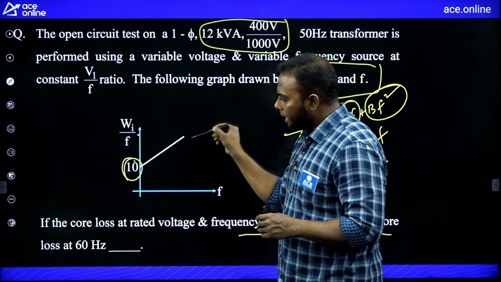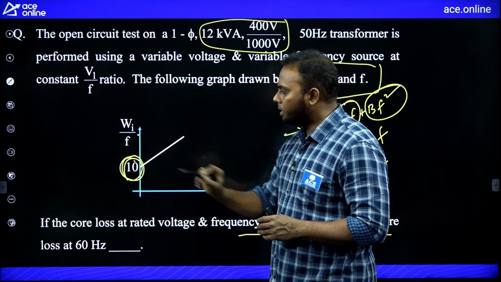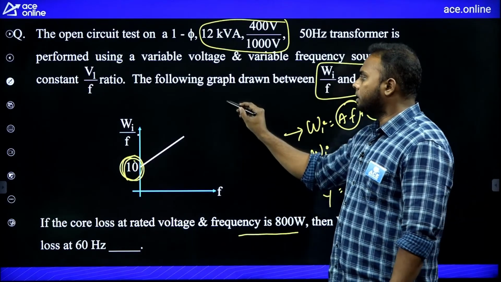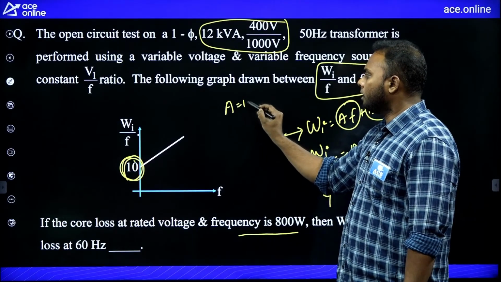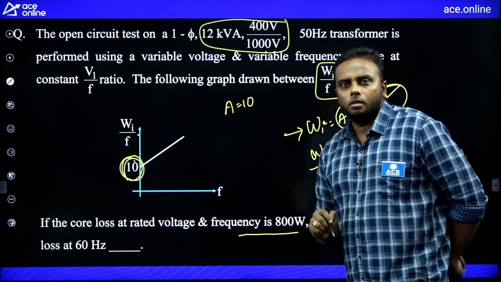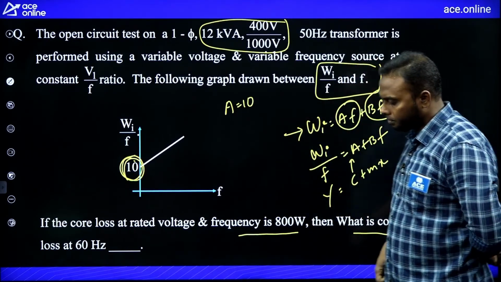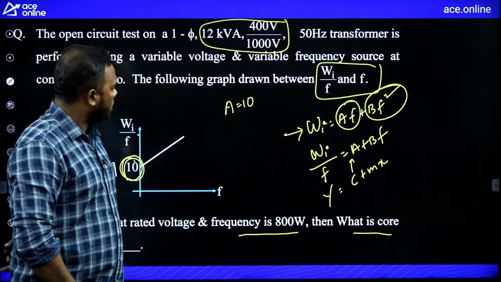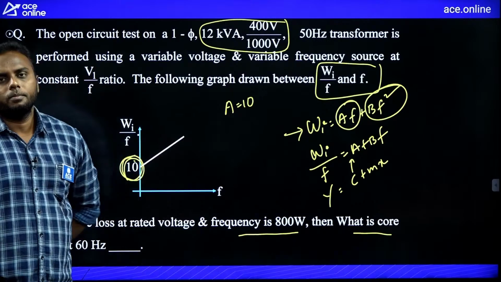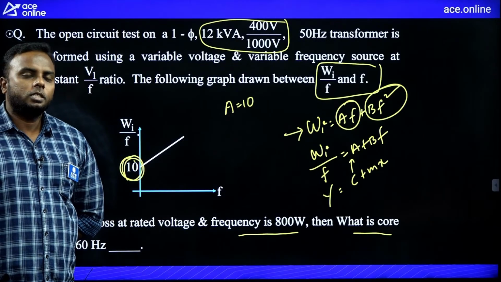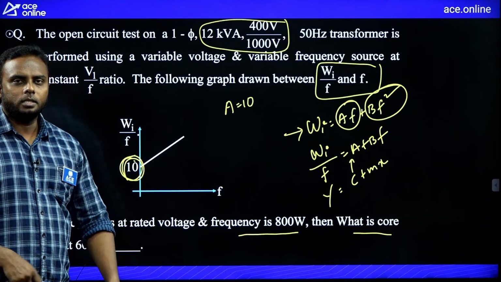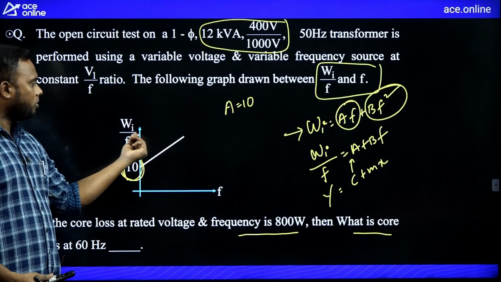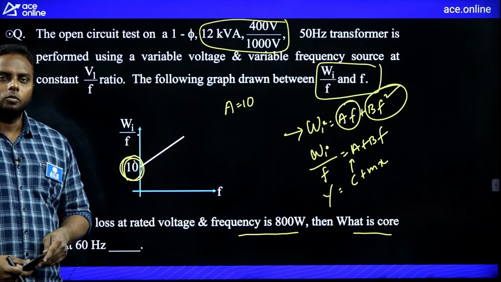Wherever the line touches the y-axis, that is the intercept c, or according to our equation, that is the A value. So the A value is 10 from the graph. Now what about the B value? Generally B is the slope, m. What is slope? y2 minus y1 by x2 minus x1. But y1 is given; what is the magnitude? It is not mentioned. How to find the B value?